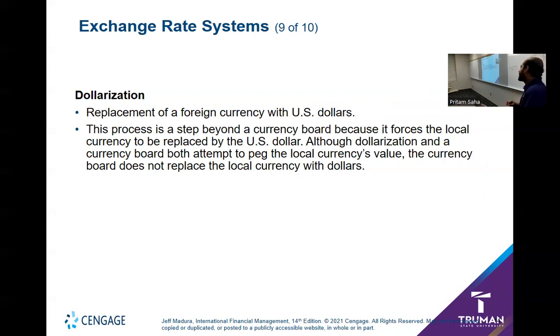So that they can skip the volatility, they can attract foreign investments because MNCs will be more interested to go and do business. So that is called dollarization.